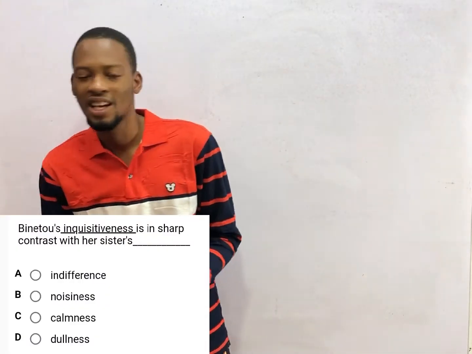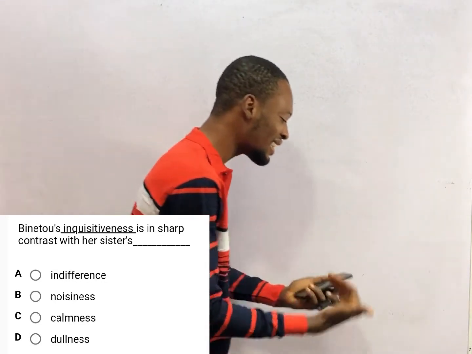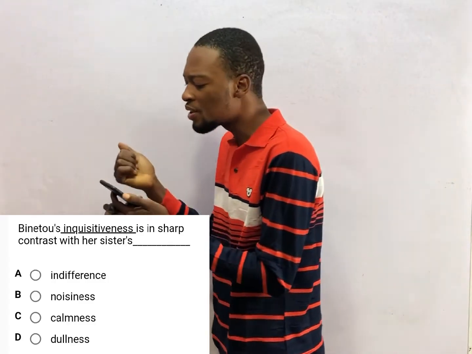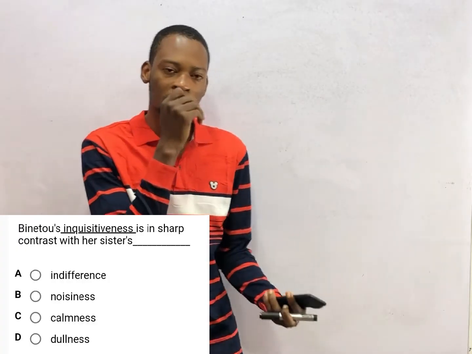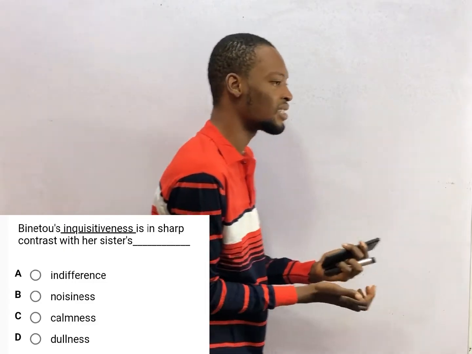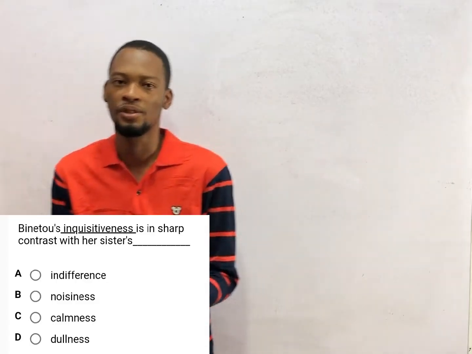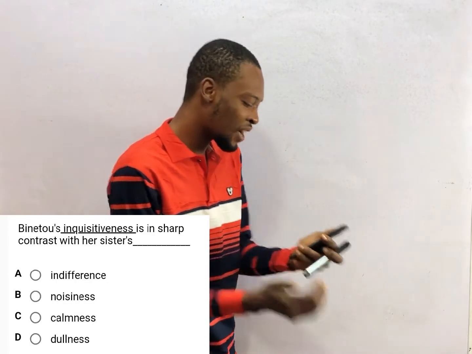Bintu's inquisitiveness is in sharp contrast with her sister's dash. This is under words and antonyms: words nearly opposite in meaning. What does it mean to be inquisitive? It simply means to be curious about something, to be eager to know something. This means Bintu is someone who is always eager to know something. She is curious. And this is in sharp contrast with her sister's dash.